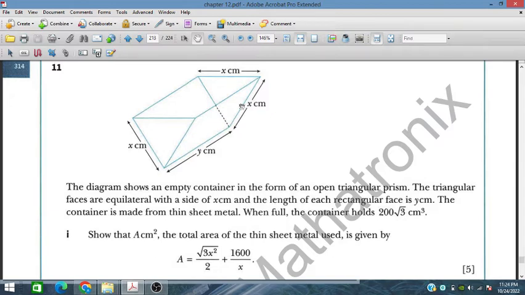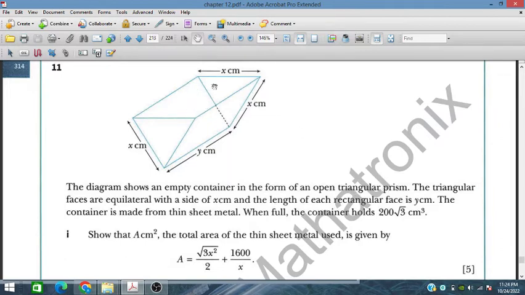This is an empty container in the form of an open triangular prism. This is the open container, the triangular prism. This is the open area, the free space. The diagram shows an empty container in the form of an open triangular prism.